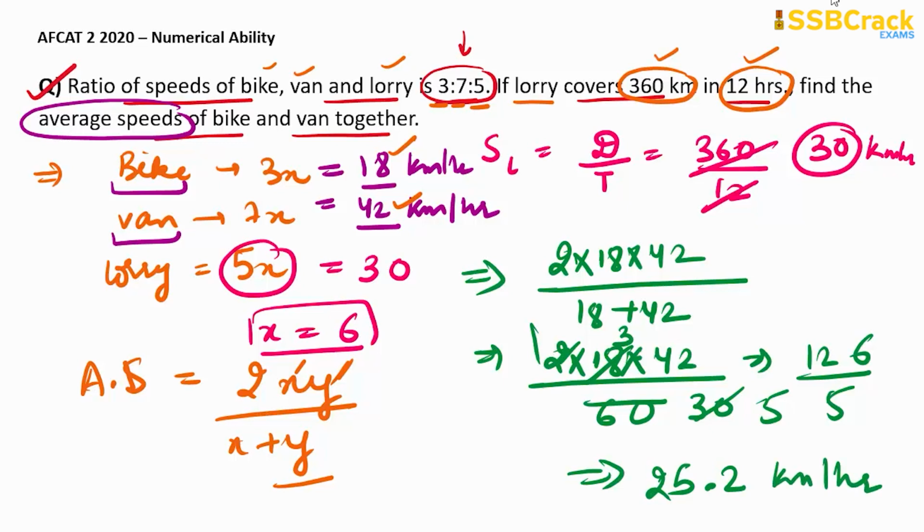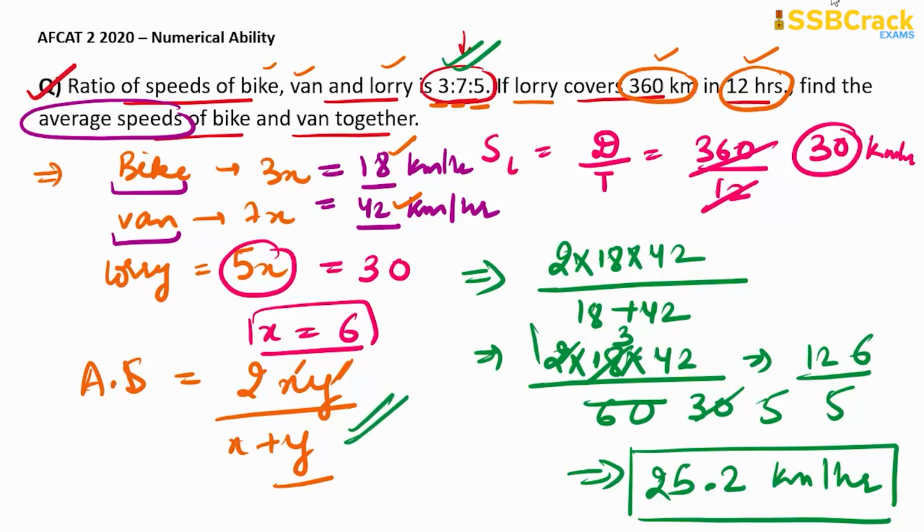So the average speed of bike and van should be 25.2 kilometers per hour, but this is according to this given ratio. So if the given ratio in the question was different, then you can apply the same formula to find the correct answer. Okay. So I hope this is clear to you, and you can see here that after applying the formula directly, you can solve this question in just 2 steps.